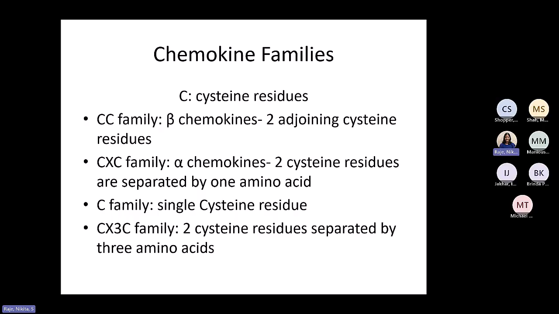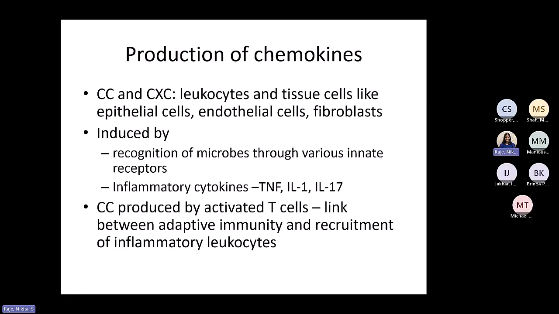The CC family, which means that there are two cysteine residues adjacent to each other, are beta chemokines, whereas the CXC family is alpha chemokines, which means there are two cysteine residues with an intervening amino acid. The C family has a single cysteine residue, and the CX3C family means that there are two cysteine residues separated by 3 amino acids. The alpha and beta chemokines are the two major categories of chemokines, whereas there are fewer C family and likely only one known CX3C chemokine.